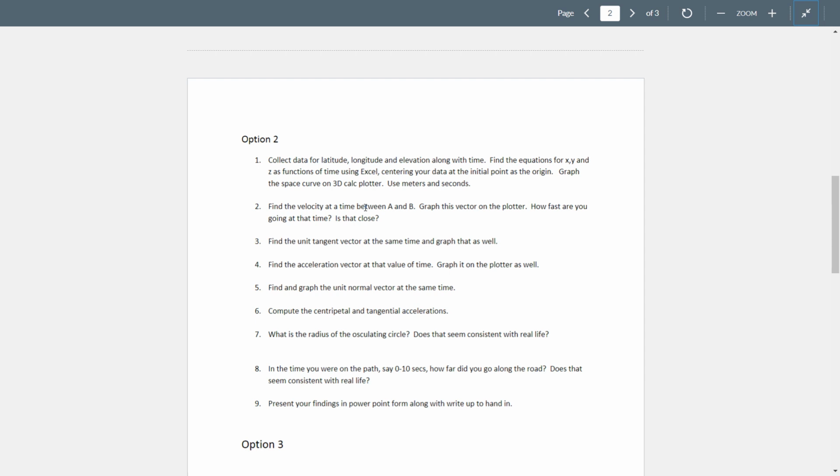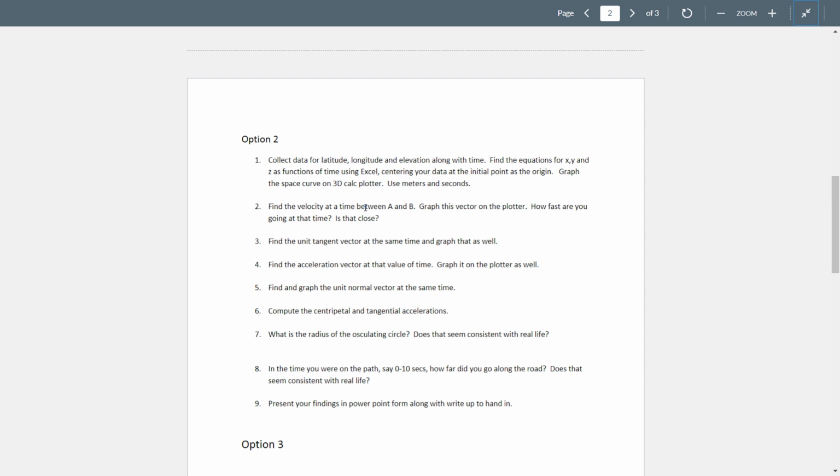Find the tangent vector. That's the unit tangent vector, and graph that obviously on 3D Calc Plotter. Find the acceleration vector. Nice. Graph that as well. Find and graph the unit normal vector. Compute the centrifugal and tangential accelerations. What's the radius of the osculating circle? Is that consistent with real life?